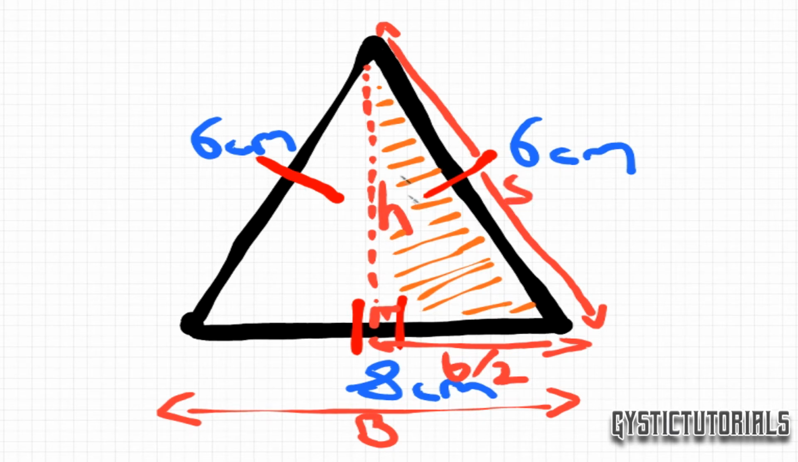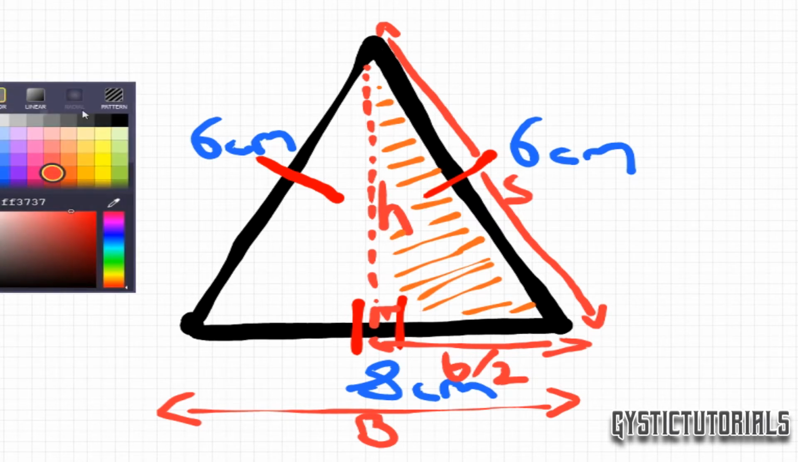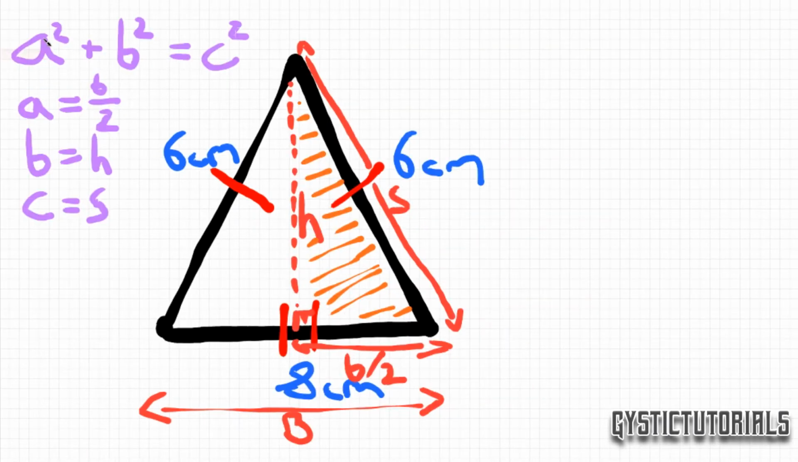Once you know which one's which, so height, side, and half of the base, we're going to set up Pythagoras' theorem, which is a squared plus b squared equals c squared. I'm just going to draw this out real quick. So this is the formula up here, Pythagoras' theorem: a squared plus b squared equals c squared. A being the base, b being the height, the number that we do not know, and then c squared being the side. So the actual formula would look like this.